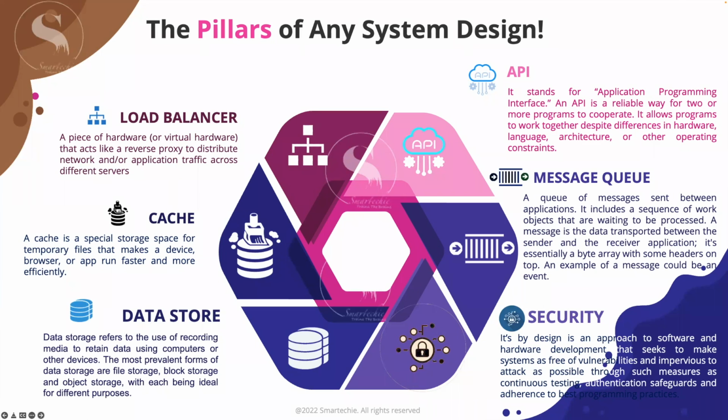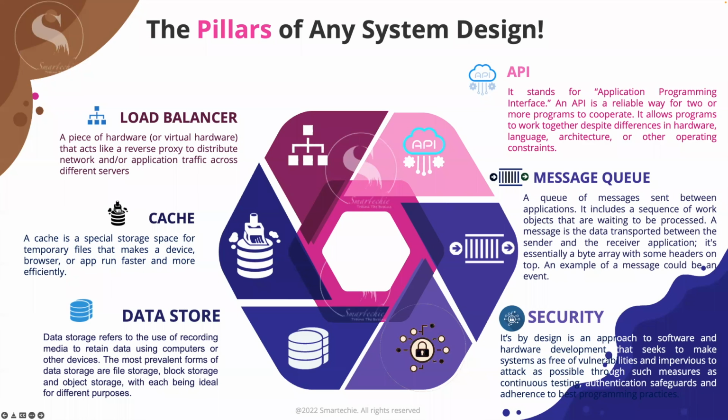The fourth one is the API. API stands for Application Programming Interface, right? An API is a reliable way for two or more programs to cooperate with each other. It allows programs to work together despite differences in hardware, language, architecture, or any other operational constraints.